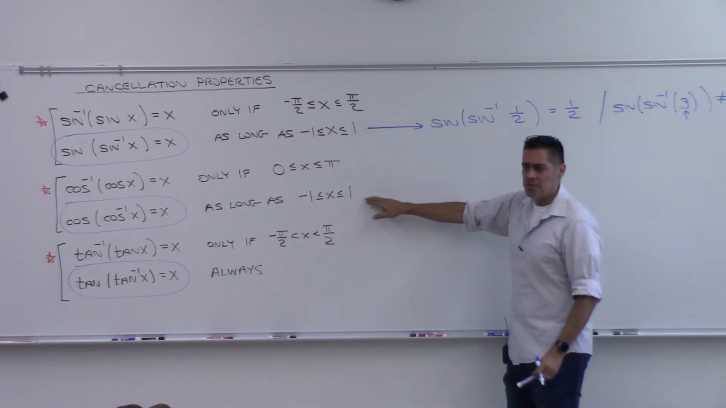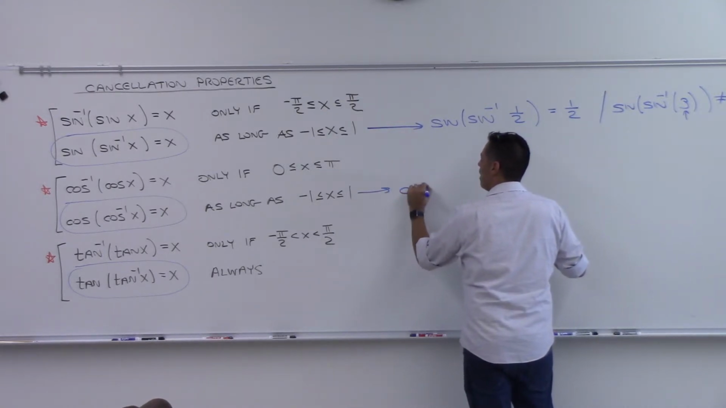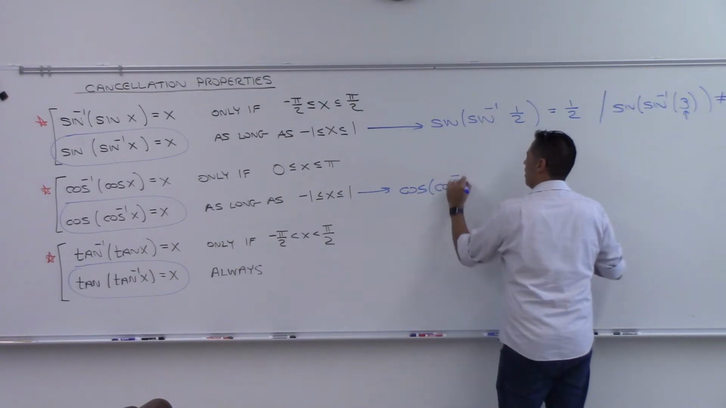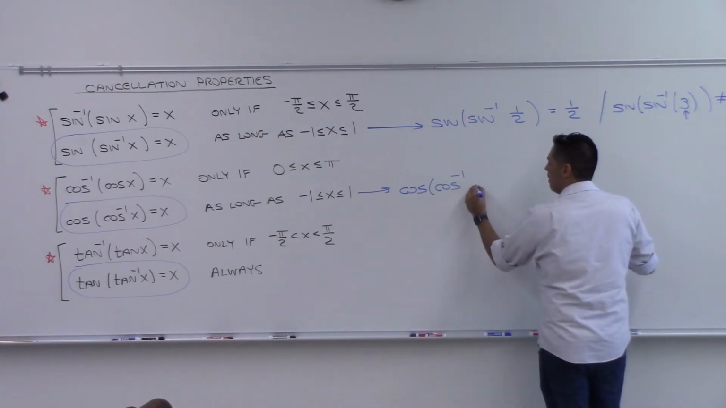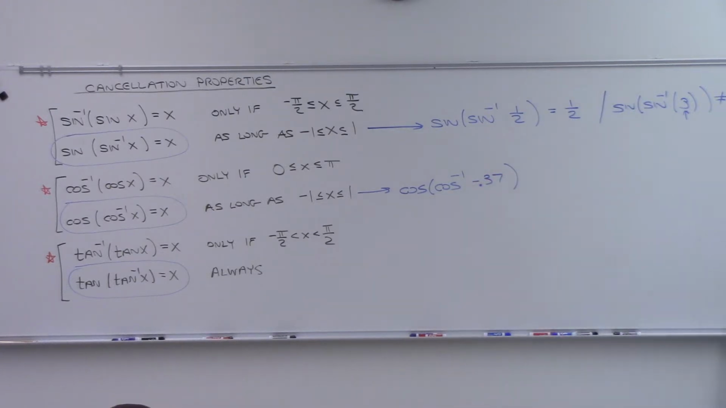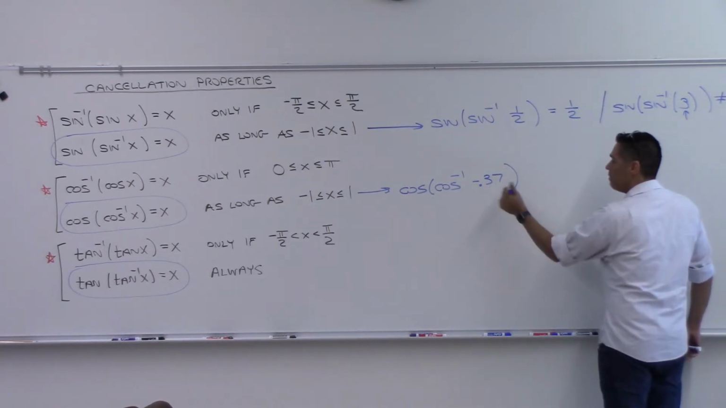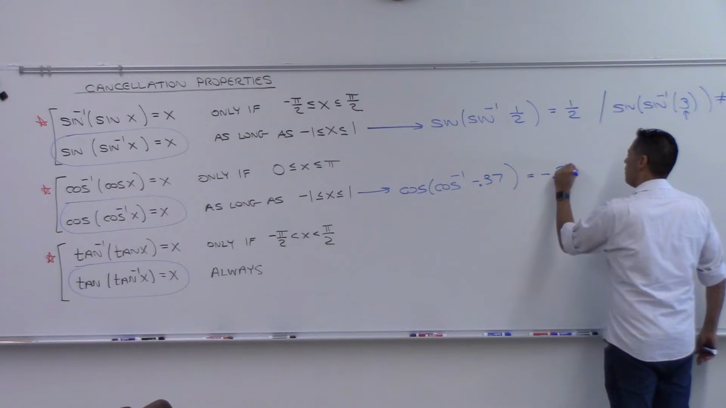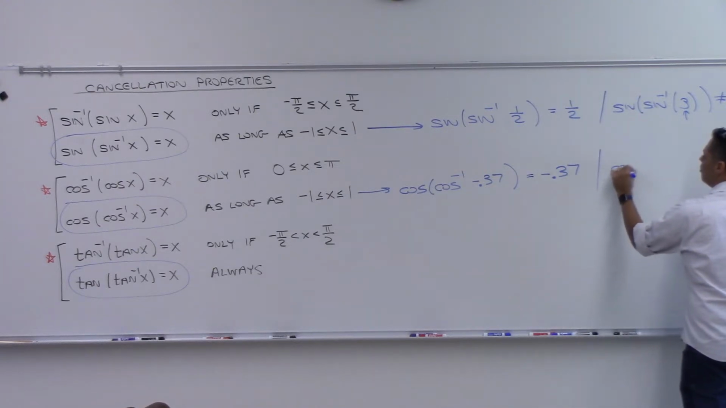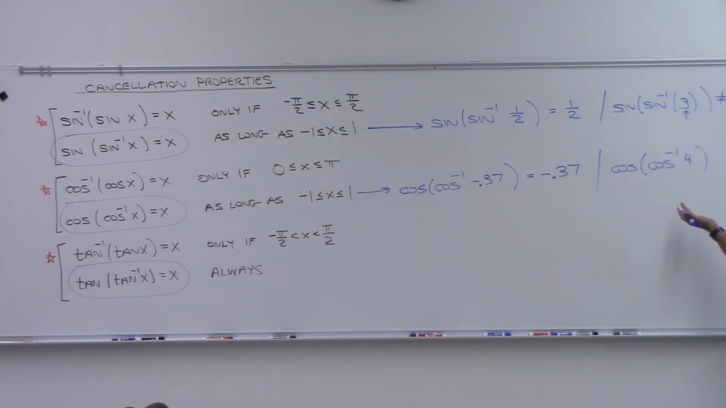And that's the same for cosine. This one works the same as the one above. So if I did cosine of cosine inverse of something like -0.37, what would that be equal to? -0.37, as long as this number is between -1 and 1. But I could run into an issue if someone tried to trick me and get me to do something like cosine inverse of 4. That would not be 4. What would that be? Undefined. So these two would be undefined.